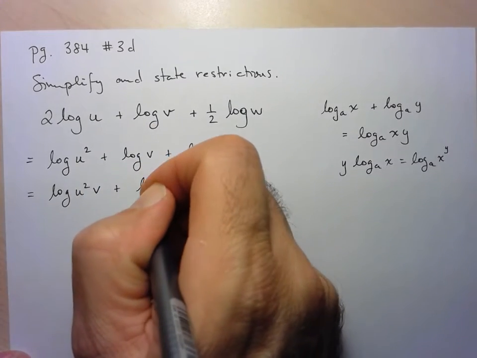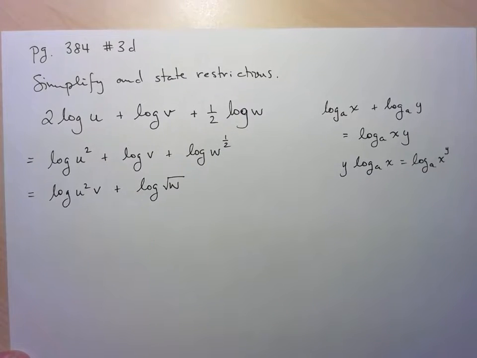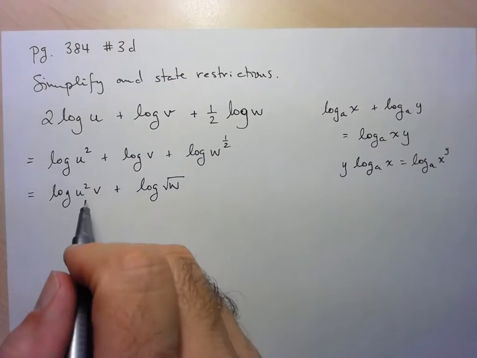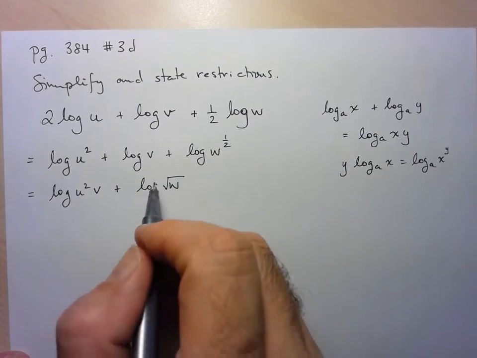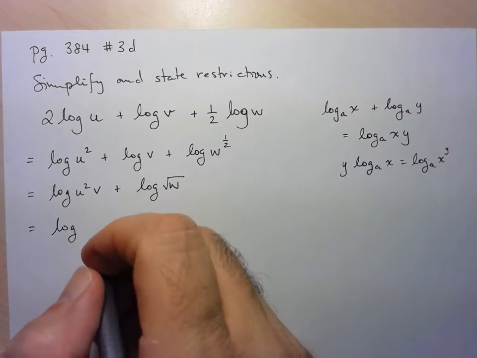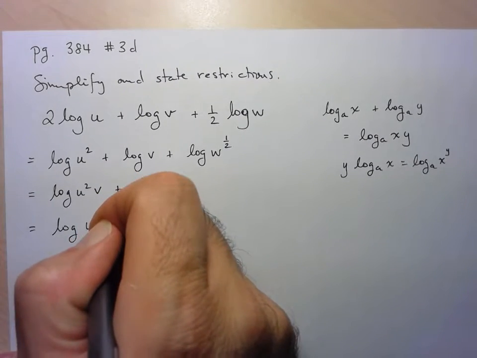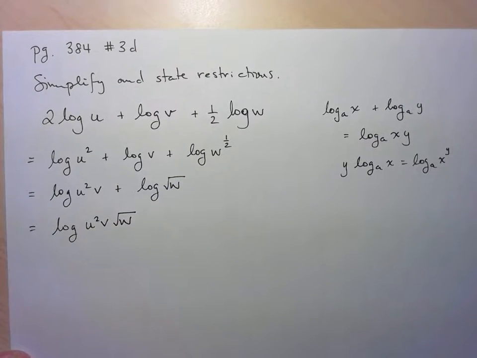Okay, plus we have the second one, log of, and I'll write this as a square root. Okay, the more common form. And so now I can apply the first logarithm law a second time to these 2 logarithms with the same base. So this can be simplified into one expression, log of u squared v times the second one, which is the square root of w. Okay, and this is about as far as I can go.